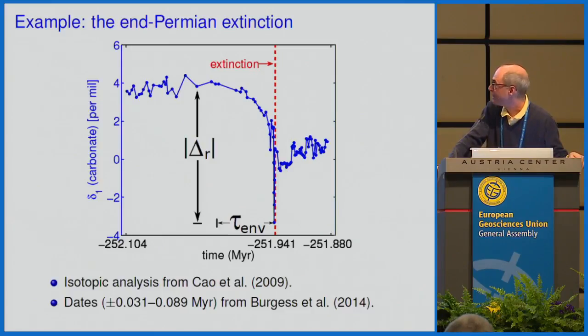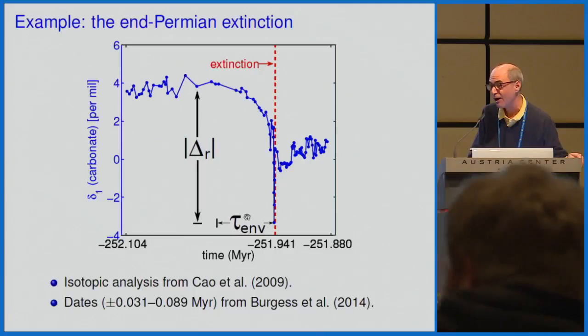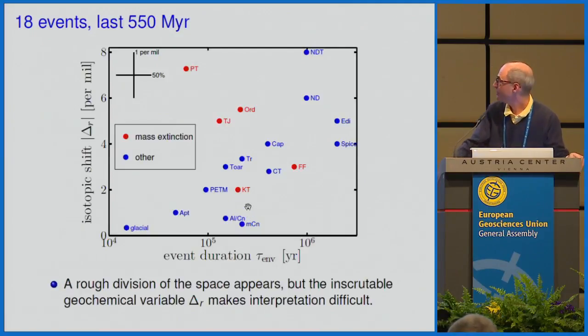And then we parameterize them with two variables. One is the size of the event, and we call that big delta R. The R is for the response to, say, perturbation. And the other is the time scale over which the perturbation occurs. We call that tau, with the ENV meaning it's the environmental perturbation. Okay, and we assemble a bunch of those and put them on a plot.